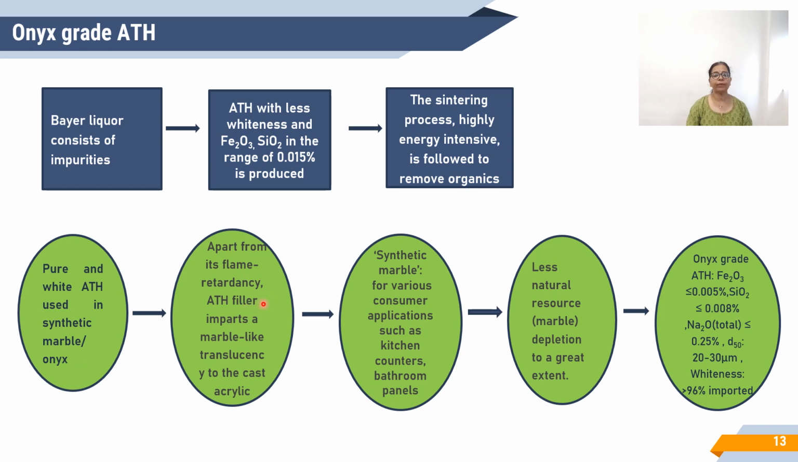Apart from flame retardancy, this ATH filler imparts a marble-like translucency to cast acrylic, and it can be used in kitchen counters and bathroom panels. Due to the making of onyx grade ATH, the use of natural marble, a resource which is depleting day by day, can be avoided. This onyx grade ATH has a very high purity: 0.005% silica, silica less than 0.08%, and Fe2O3 of 0.005%, but soda is less than 0.25%, with a D50 of 20 to 30 microns.